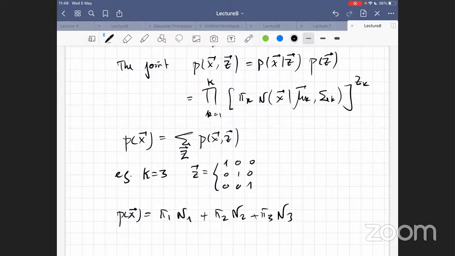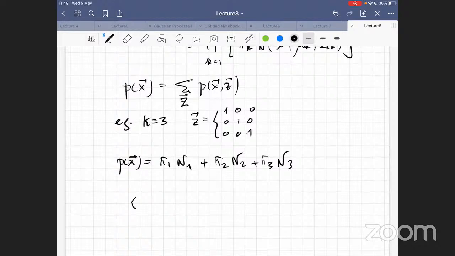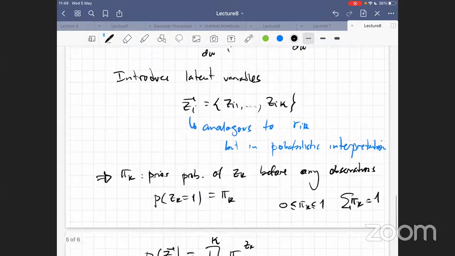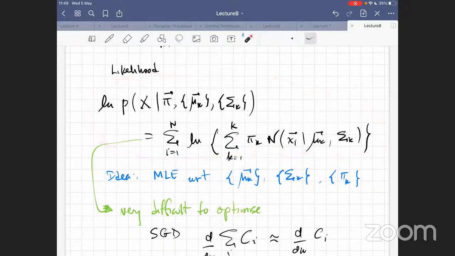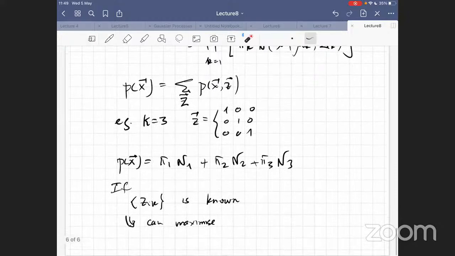But okay, what do we gain by doing all this? The gain here is the following. Assume for a second that you know the values of z ik. If this is known, then I can maximize, not my log likelihood, because this is difficult. At least I tried to convince you that this is a difficult problem to maximize. But I will try to maximize instead the joint.